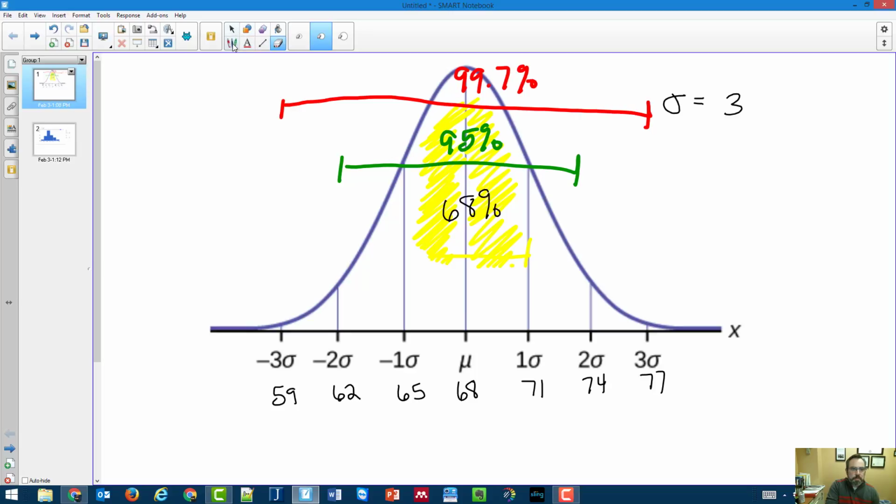50% is right here in the middle. Everything less than that is 50%, everything more is 50%. So it's symmetric. 68%, if I divide it in half, I end up with 34% here and 34% here. Okay, 95%, I always find it's a little bit easier for me to figure this out.